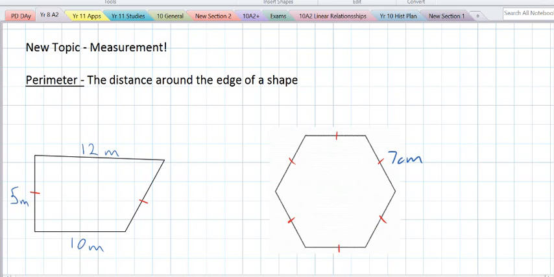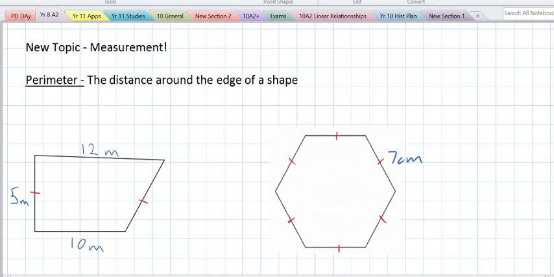Once again, if I go too quickly, please put up your hand and ask the relief teacher to pause the video so you can catch up with the notes. Can you all please take out your notebooks, and I'd like you to write measurement at the top, and today we are looking at perimeter. Please write perimeter and then draw those two shapes that I have on the board at the moment. You may need to pause the video now because I'm going to go on quickly.